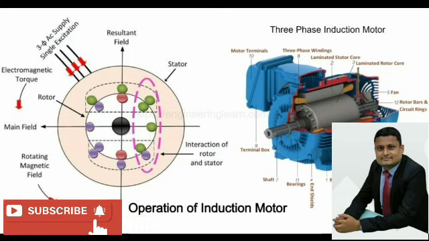A squirrel cage induction motor is normally started by DOL or star delta method. Thus under running condition the motor connection is delta only. So Ns equals 120 f by p, where f is the frequency, 50 hertz, and p is the pole, a 4-pole machine. So 1500 rpm will come. Now small ns equals Ns by 60, so 1500 by 60 equals 25 rps.